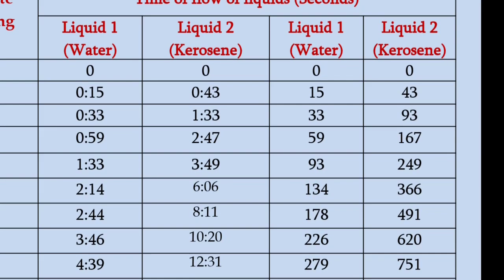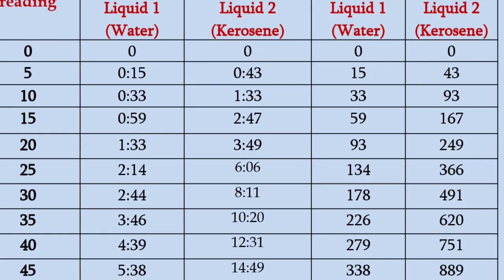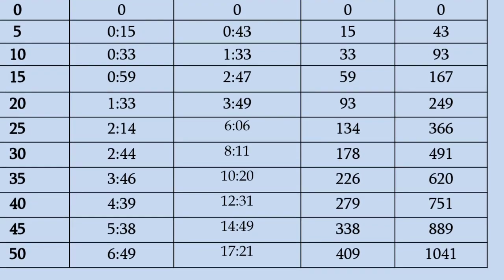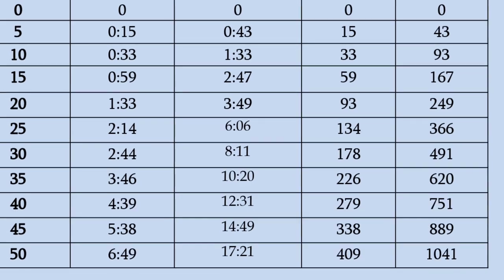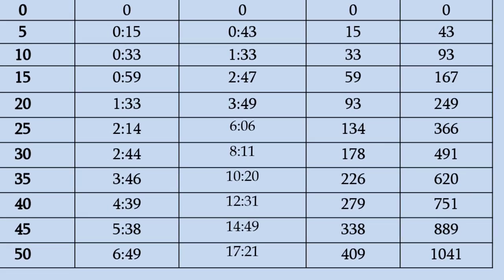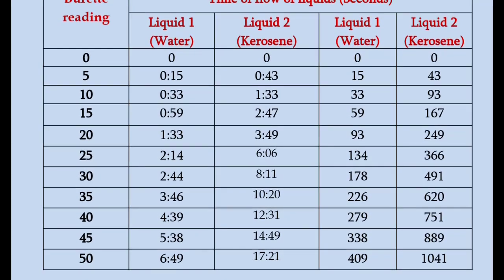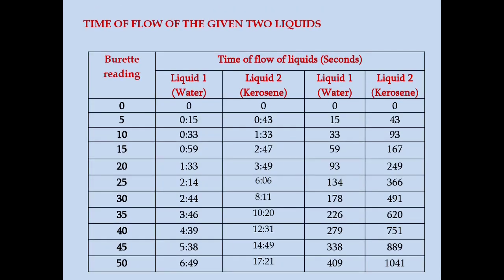In the same way, let us do the conversion for kerosene. For 5 it is 43 seconds. For the burette level of 10 it is 1 minute 33 seconds. So 1 minute is 60 and 33 seconds, so it is 93 seconds. In the same way, convert everything into seconds. For the 50 burette level, the time taken by the kerosene is 17 minutes 21 seconds. So 17 into 60 is 1020 plus 21 seconds is 1041 seconds. By this way we have converted all the minutes and seconds completely into seconds.